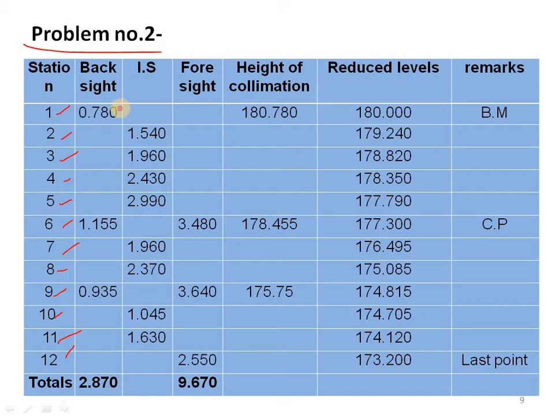The first point is given backsight 0.780, and here the IS readings are given as 1.540, 1.960, 2.430, 2.990, and next we get a foresight, that is 3.480. So here we get change point 1. The benchmark is given, that is the first one, 180. After here the backsight will be there, that is 1.155. After that, again from here, the steps will be like this, you can see here.